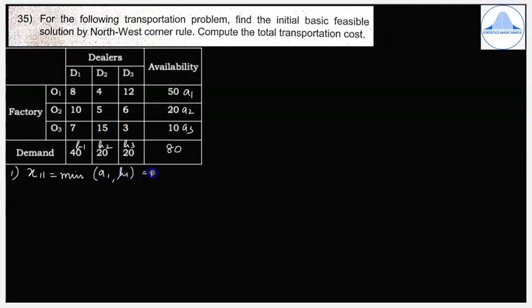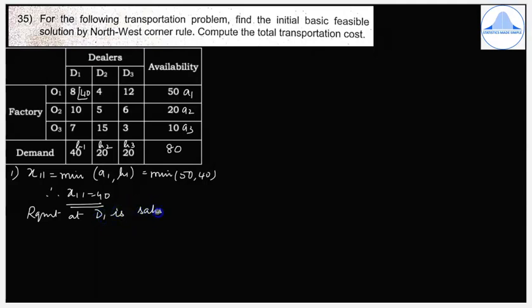So which is nothing but minimum of 50, 40. So you will get X11 is equal to 40. This is the first allocation. So write 40 here. Then we see that 40 matches with the requirement at D1. So I'll just write here requirement at D1 is satisfied.